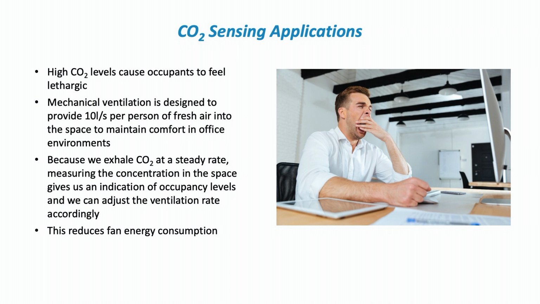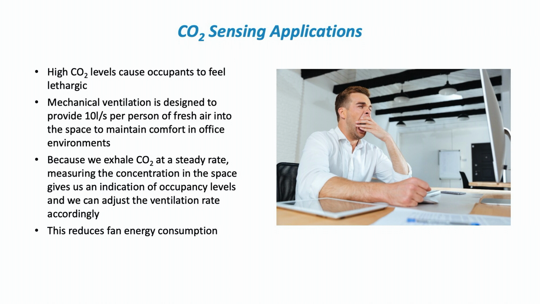Right now, that office may be occupied by just 10 people instead of 100 people. And so instead of providing 1,000 litres per second, if we've only got 10 people in there, we only need 100 litres per second of air in there. If we didn't have any means of establishing the occupancy, then we would be over ventilating the space.